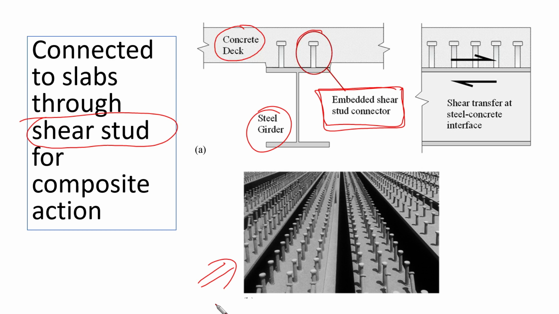This is a common way you can find on bridges. So this is how it works: there is a shear flow, or shear transfer, at the steel-concrete interface that is going to make the steel beam work compositely with the concrete deck.